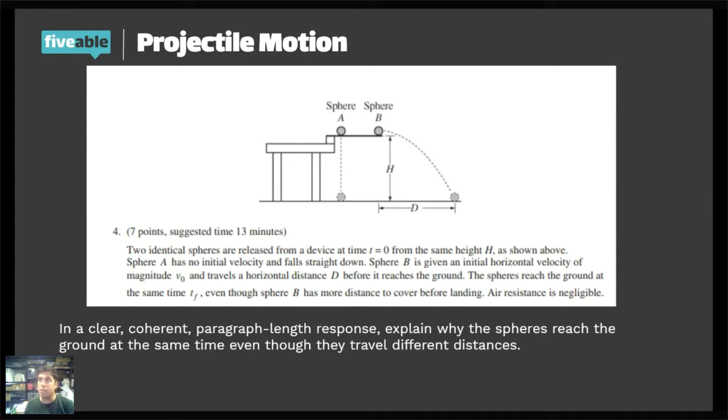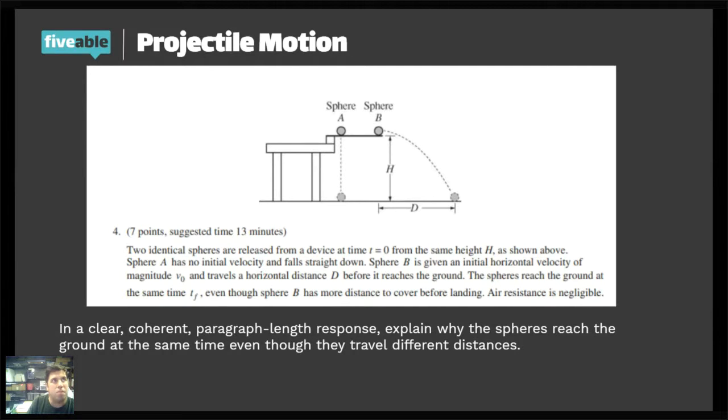So why don't you guys take a few minutes, think about how you would frame your argument for why these two objects hit the ground at the same time. And then I'll show you a sample student response that AP put out that got full credit for this portion. If this was the actual exam, it'd probably be a good time to start getting some thoughts down. Realizing we just started covering this, and I'm not sure where you guys are in your curriculum.